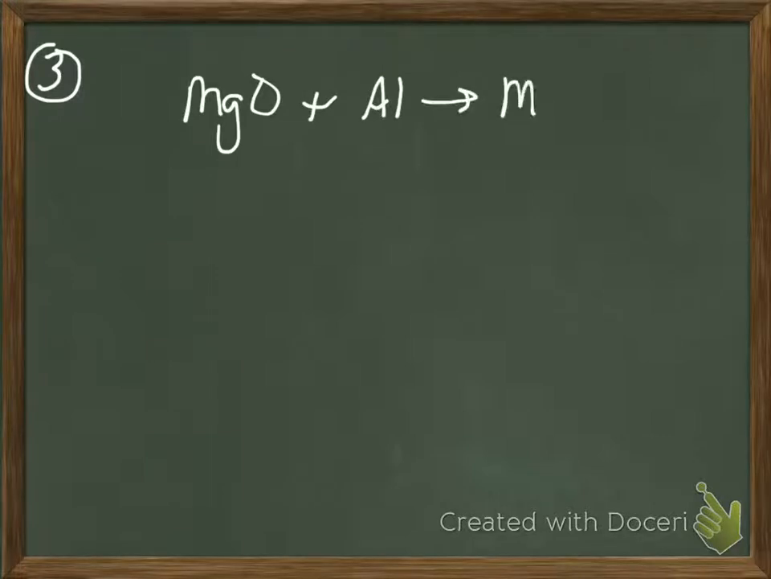So of course for question 3, you're not even given an equation, so you have to write the equation first. You're told that magnesium oxide reacts with aluminum to form aluminum oxide and magnesium metal. So Mg and Al2O3. When you balance that, it looks like that. So now you've got a balanced chemical reaction to work with.